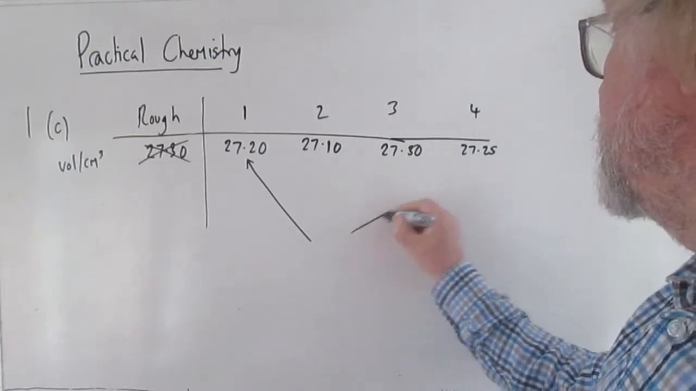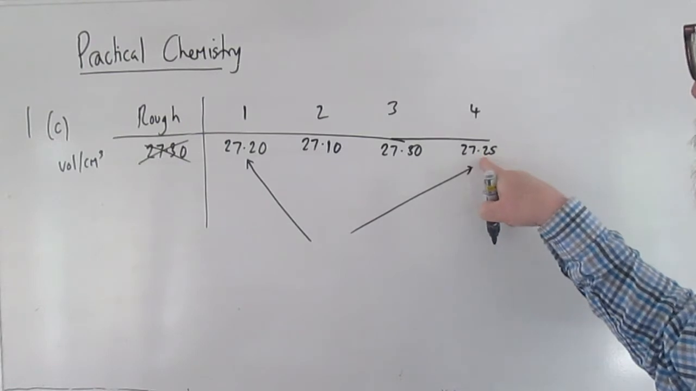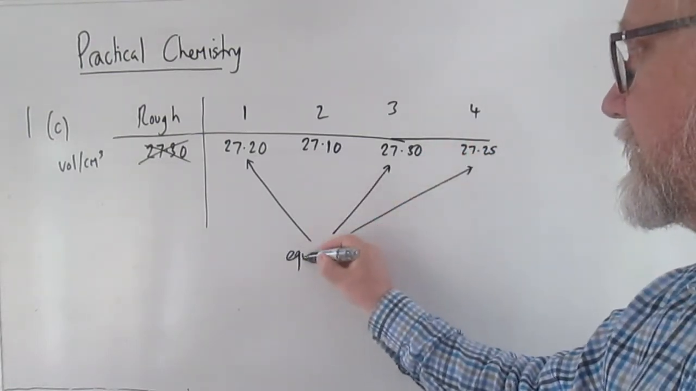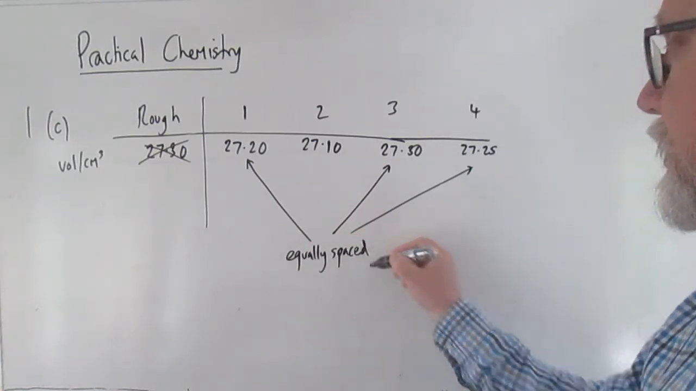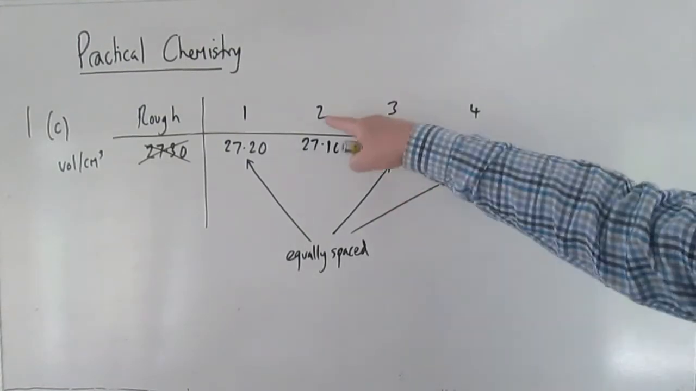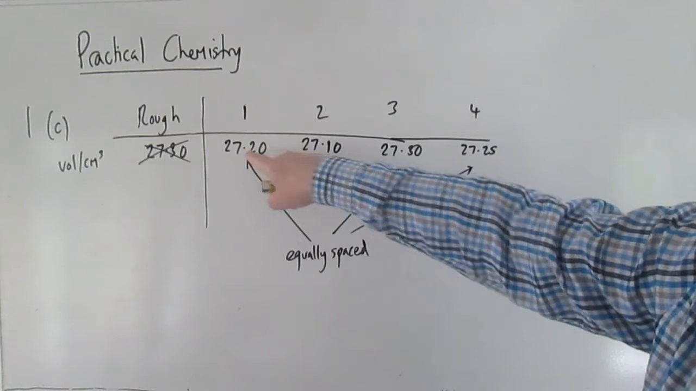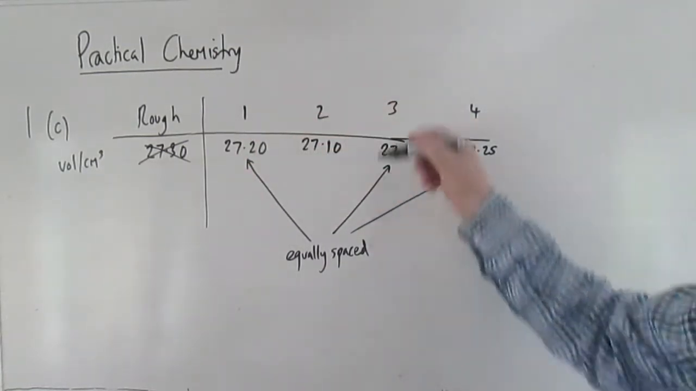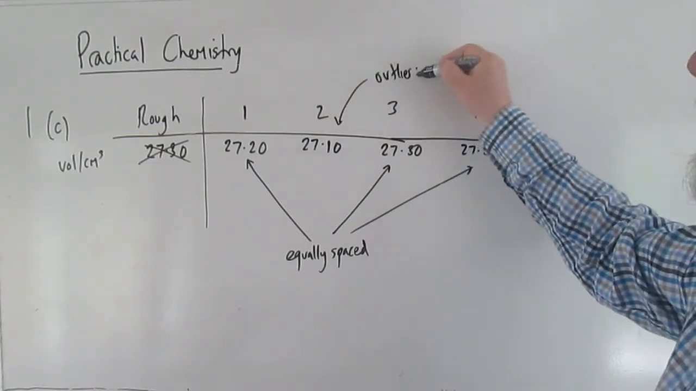27.20, is 0.05 away from that one, and that one in turn is 0.05 away from this one. So those three are equally spread, equally spaced. The only one that's not so closely clustered is this one, because you can see the one that this is closest to is that one, but it's 0.1 away, it's got a bigger gap. So that one you treat as an outlier and leave it out.